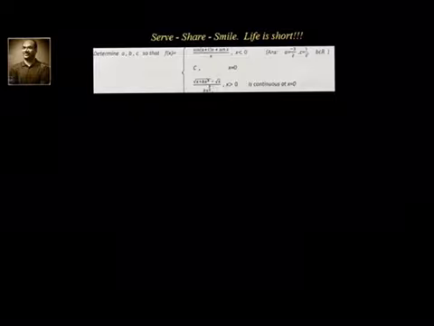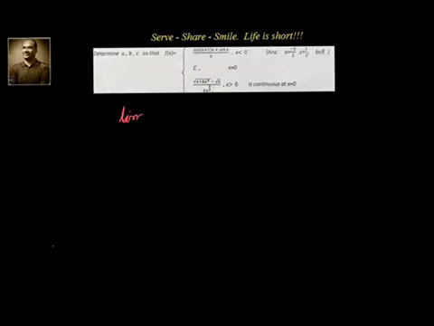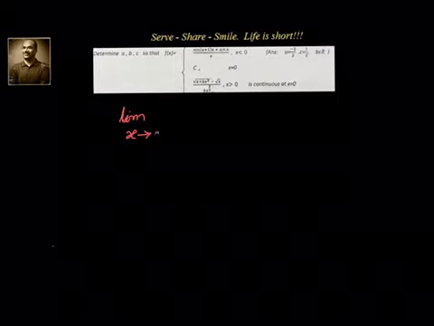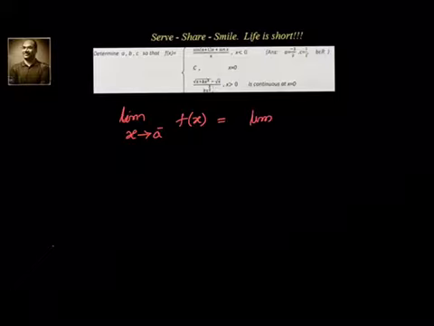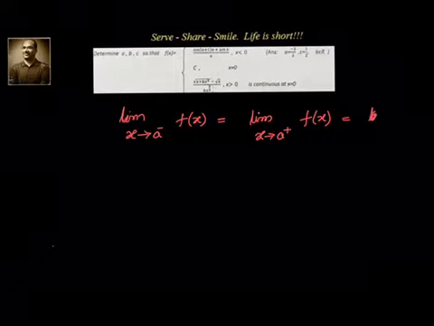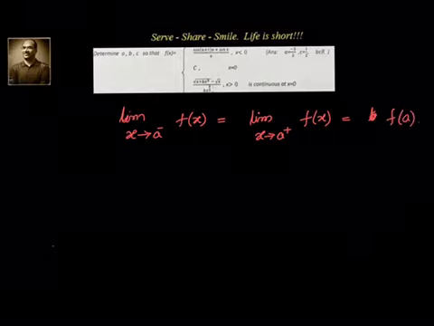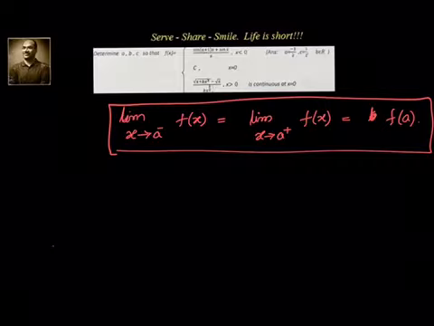Now what is the meaning of the function being continuous at a particular point? Let's write that down first. If a function is continuous at a particular point, let us say the point is a, then the limit as x tends to a minus, that is the left hand limit, of f of x should be equal to the limit as x tends to a plus, that means the right hand limit, and it should be equal to the value of the function at that point, that is f of a. If this is satisfied, then we can say that the function is continuous.